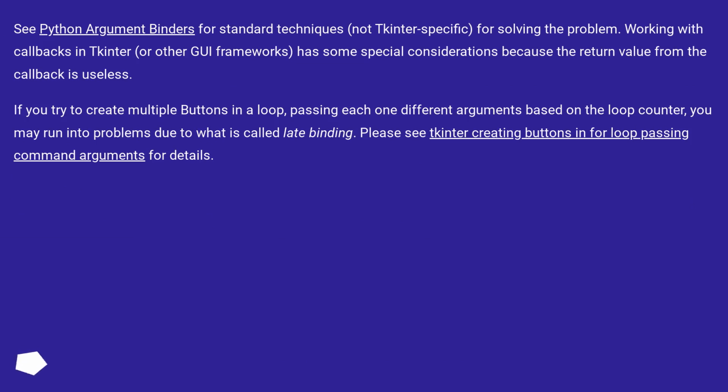See Python argument binders for standard techniques, not Tkinter specific, for solving the problem. Working with callbacks in Tkinter, or other GUI frameworks, has some special considerations because the return value from the callback is useless. If you try to create multiple buttons in a loop, passing each one different arguments based on the loop counter, you may run into problems due to what is called late binding. Please see Tkinter creating buttons in for loop passing command arguments for details.